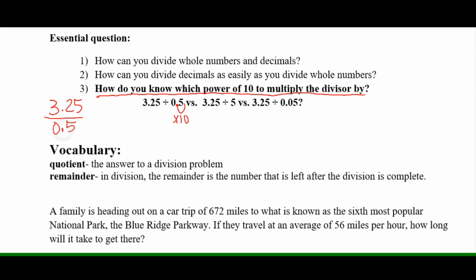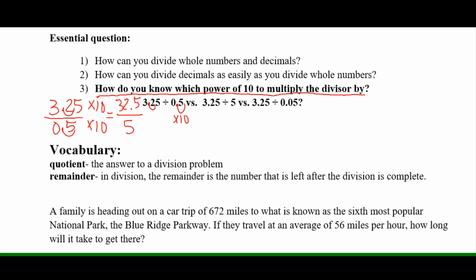So in order to make my divisor, which is my denominator, a whole number, I will have to move the decimal point to the right, which is multiplying by 10. And since I moved the decimal point to the right 1 time for the denominator, I need to move the decimal point to the right 1 time for the numerator as well, which is multiplying by 10 to maintain equivalency. So my new number is going to be 32 and 5/10 over 5. Notice my divisor is a 5 and not 5/10. Now this is how you would divide.